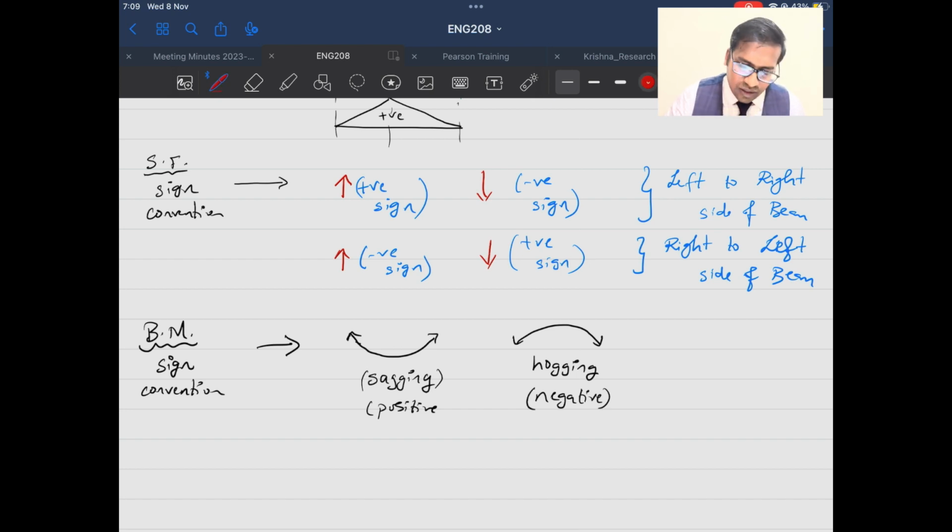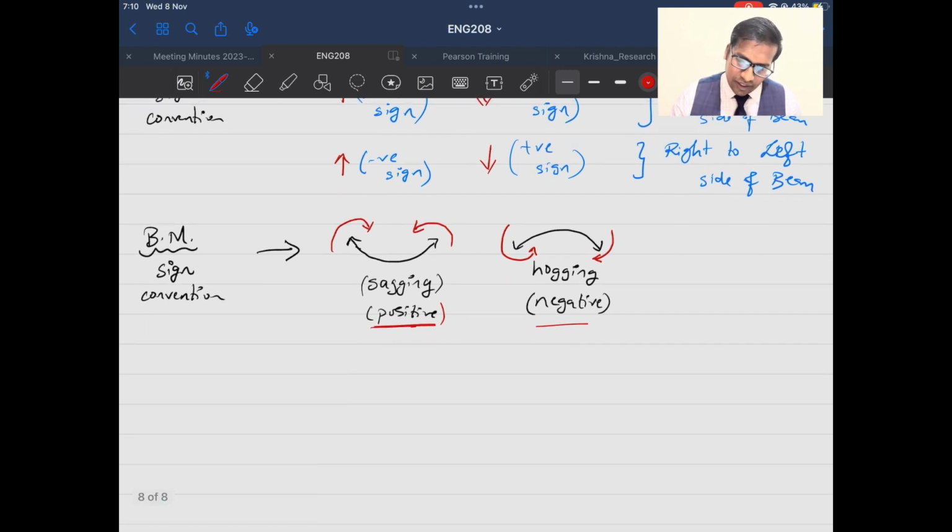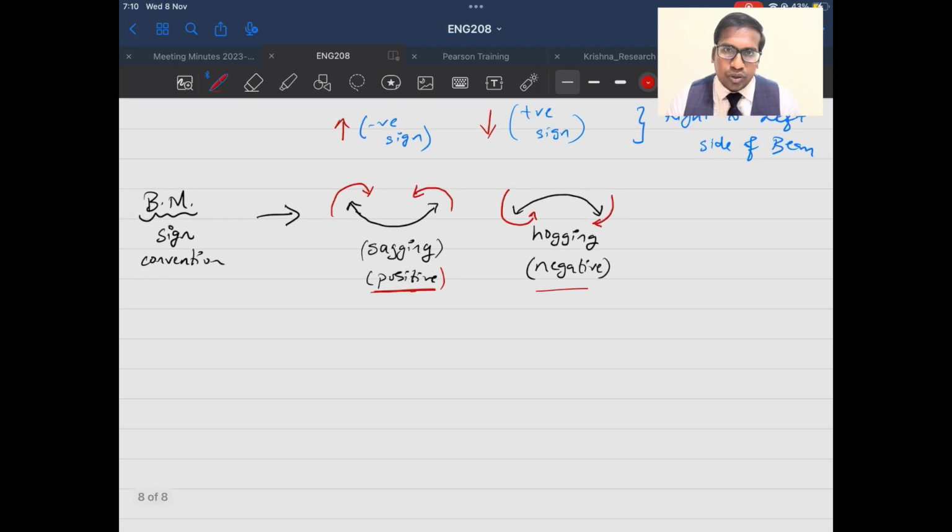So see the left and right side. On the left side of the beam, if it is creating a clockwise moment, this will be considered as positive. Please remember this will be considered as a positive sign. From the right side, if it is creating an anti-clockwise moment, then it will be considered as positive. From the left side of the beam, if it is creating an anti-clockwise moment, then it is considered as negative. From the right side of the beam, if it is creating a clockwise moment, then it is considered as a negative bending moment. I hope you understood this part.